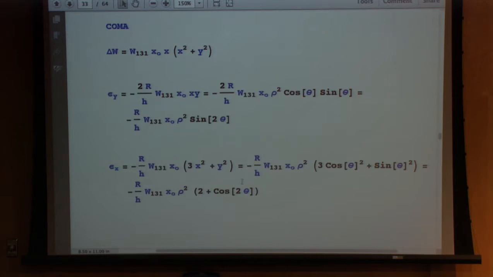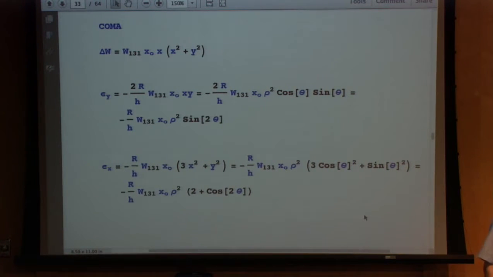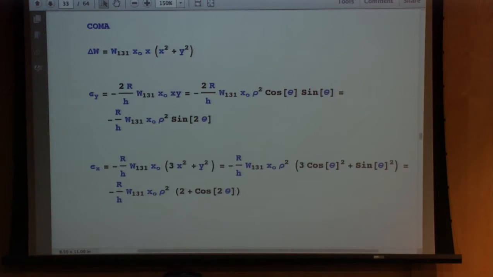Partial with respect to x. Well, all of you can do that easily. So we get a term here that goes as 3x squared plus y squared. So I can write that as a rho squared here, and then a 3 cosine squared theta plus sine squared theta, and I can get a 2 out of here, sine squared plus cosine squared, I guess. And I end up here with a result of 2 plus a cosine of 2 theta when you put in the trig identity here.